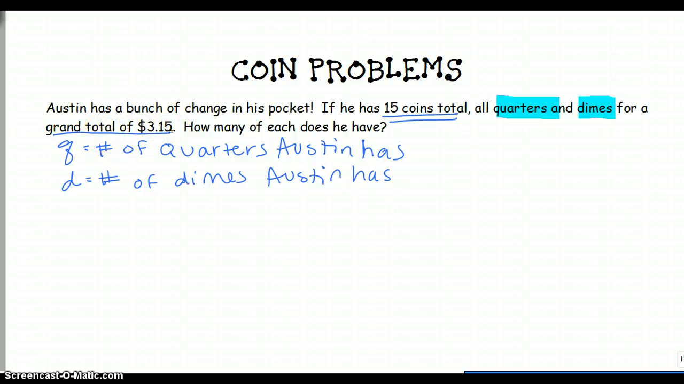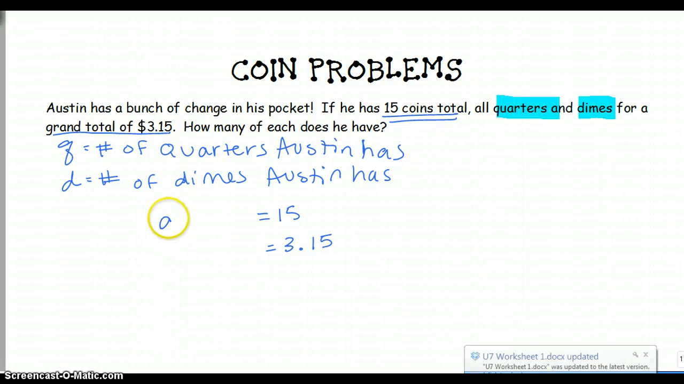So when we come up with our two equations, one is going to equal 15, the other is going to equal $3.15. Now, since we're talking about the total number of coins, we're not sure how many dimes or quarters he has, so we can create the equation Q plus D, because based on the number of quarters and the number of dimes, he has to have 15, nothing more, nothing less.